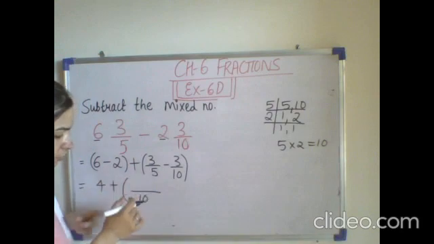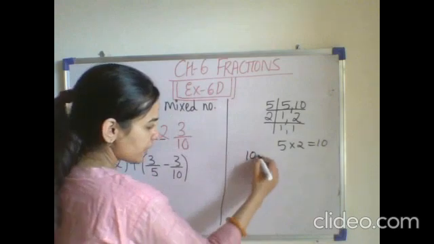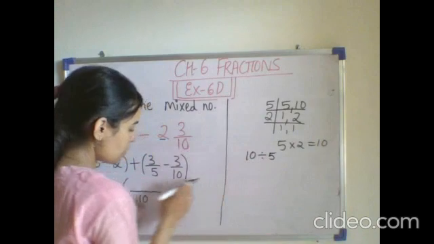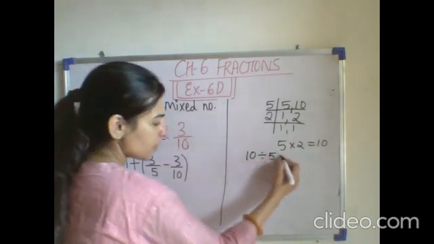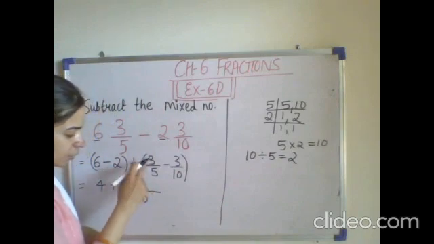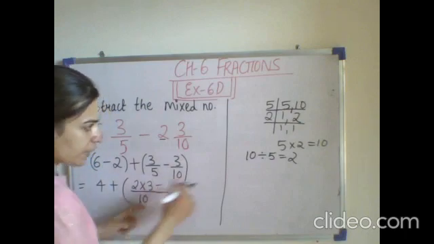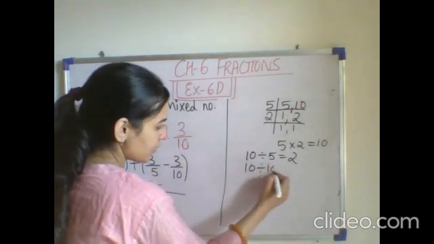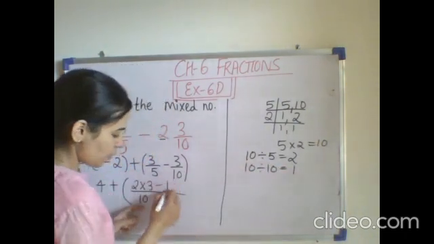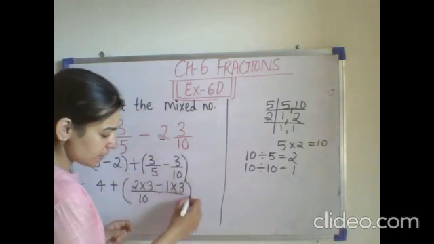Then what you have to do? 10 divided by 5. This is my rough space, you have to divide 10 by 5. So 10 divided by 5 is equal to 2. So I will be writing 2 here, multiplied by the numerator. Numerator is 3. Minus, 10 divided by 10, you have to divide 10 with 10. So we will be getting 1. So 1 multiplied by this numerator. Numerator is 3. So I will be writing 3 here.